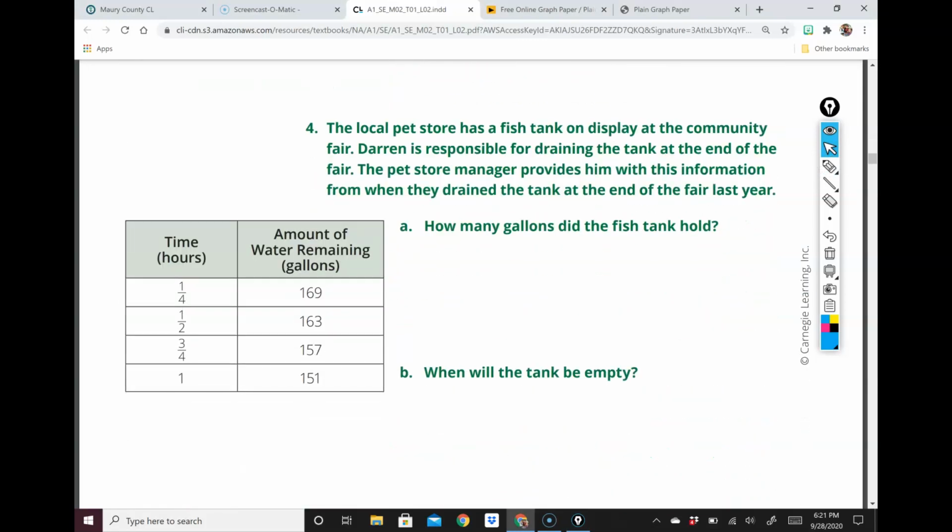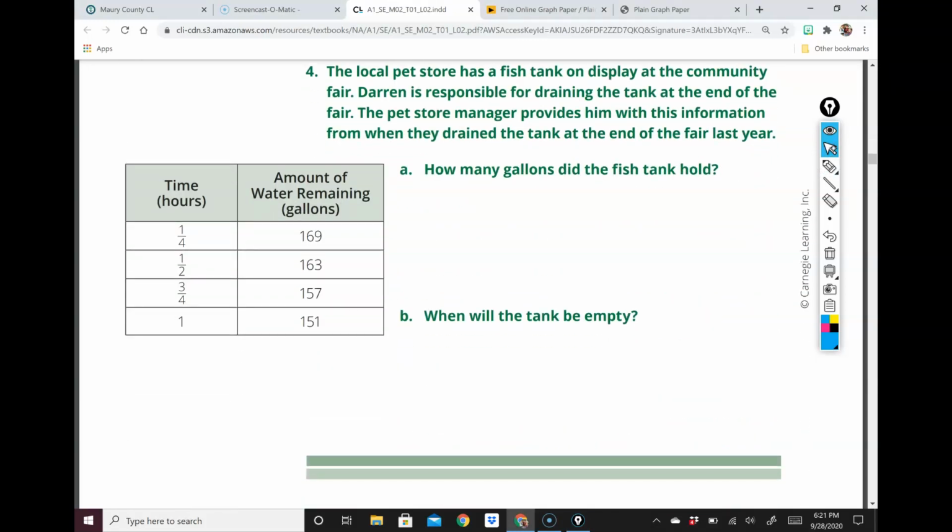Number 4. The local pet store has a fish tank on display at the community fair. Darren is responsible for draining the tank at the end of each fair. The pet store manager provides him with this information from when he drained the tank at the end of the fair last year. How many gallons did the fish tank hold? When will the tank be empty?